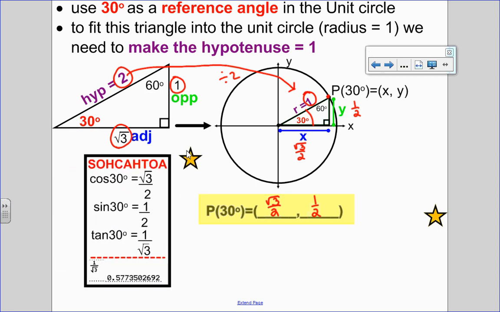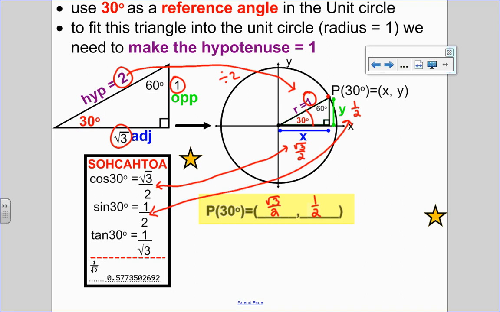So from 2-1, we know on our 30, 60, 90 triangle, using SOHCAHTOA, cosine is root 3 over 2, sine is a half, and tangent is 1 over root 3. So if we look at cosine, it is root 3 over 2. Well, look what else is root 3 over 2, the side x. Sine is a half. Well, if you look over here, that's the y value. The y value is also a half.